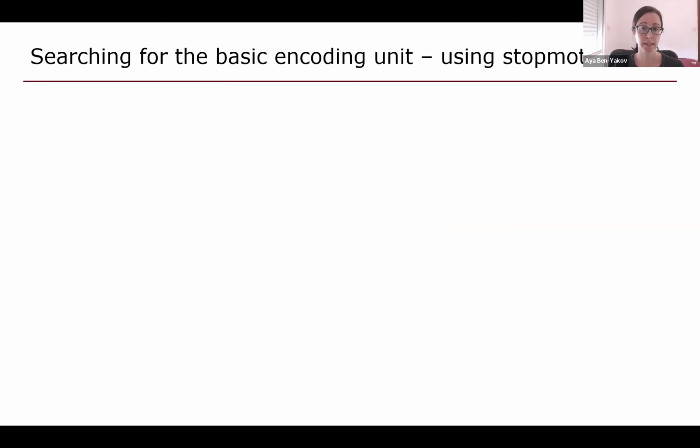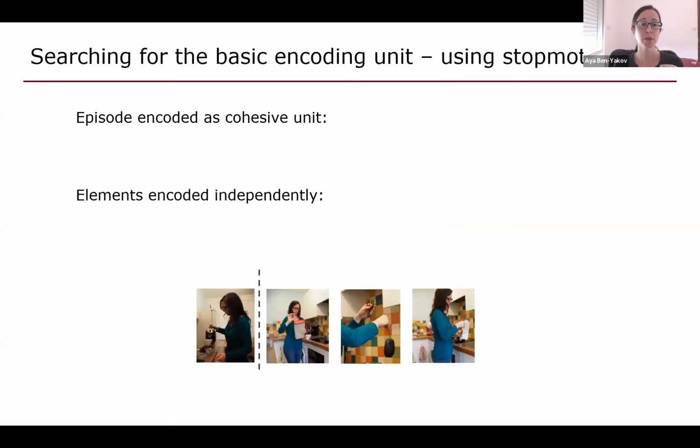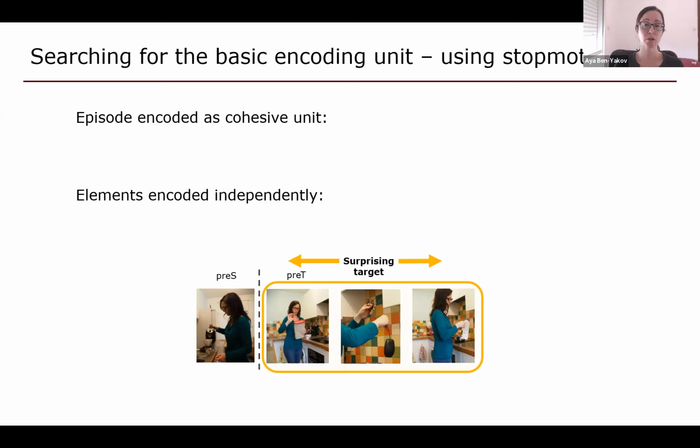So how do we use this to get at the question of whether we're encoding episodes as cohesive units or encoding elements independently? We're going to be focusing on pre-target and pre-scene actions. If episodes are encoded as cohesive units, then the effect of the surprising target should spread to the entire event, because at the moment of encoding, we've already encountered the surprise. If it's all encoded together, and we know that surprise enhances memory for the material being encoded, it should enhance memory for the entire event.